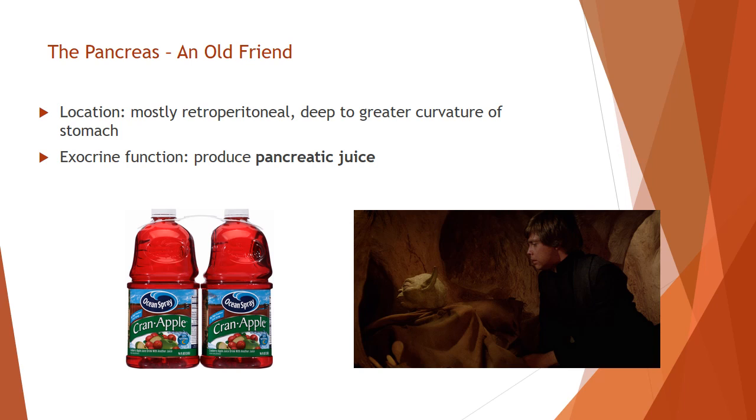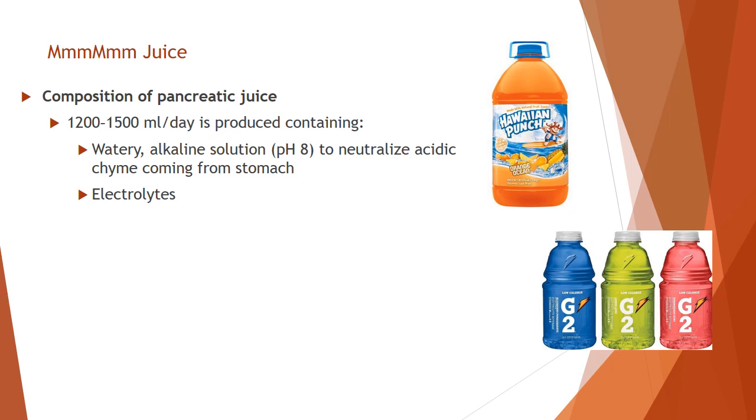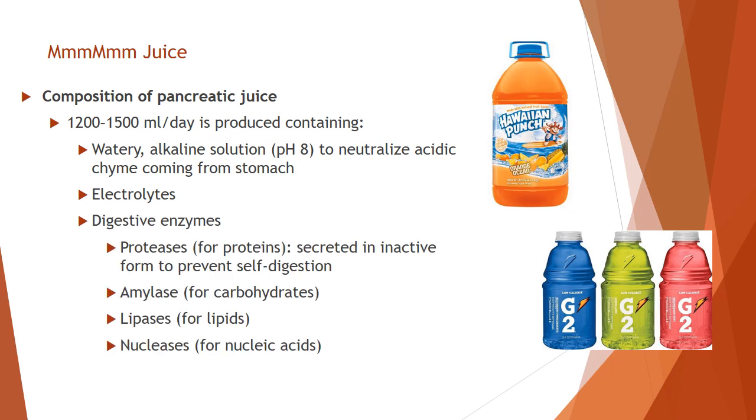It's by the greater curvature of the stomach, and its main job here is to make pancreatic juice. So what's in pancreatic juice, you may wonder? A bunch of stuff. A lot of water, also bicarbonate, so it's very alkaline, again to deal with the acidity of the stomach and counteract it. Electrolytes, sodium, potassium. Also enzymes, all four of them this time around.